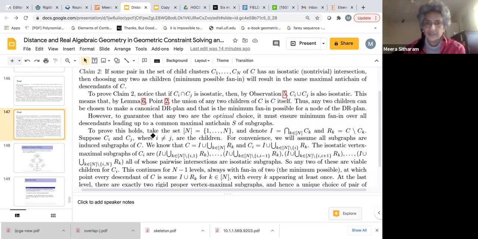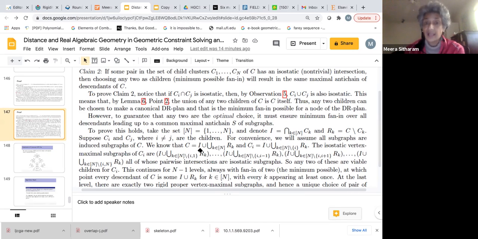So to prove this, let's take the set. Denote the intersection of all the elements in this set of the clusters CK to be I. And let's take RK to be C minus CK. If you took CI and CJ, where I is not equal to J, let's say that those are the children. We can assume that all subgraphs are induced subgraphs of C. That's how we pick them. Rigid vertex maximal proper subgraphs are all induced.